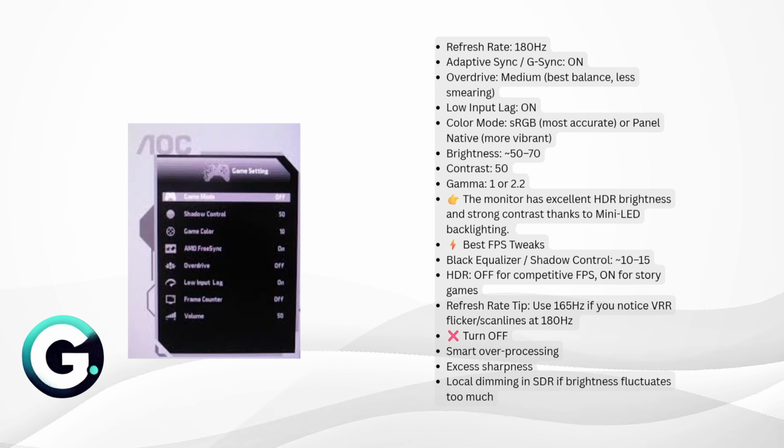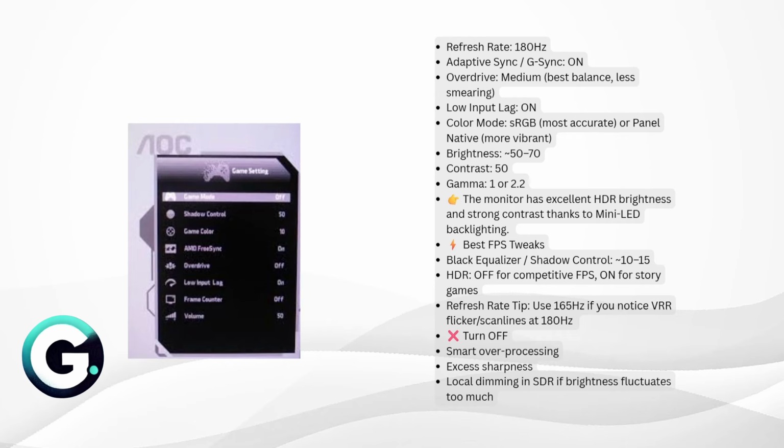Color mode as RGB, which will actually provide the most accurate colors. For brightness, it can depend on your personal preference, but you generally want to use between 50 and 70 to reduce eye strain during longer gaming sessions. For contrast, 50, gamma at 1 or 2.2. The monitor has excellent HDR brightness and strong contrast thanks to its mini LED backlight.